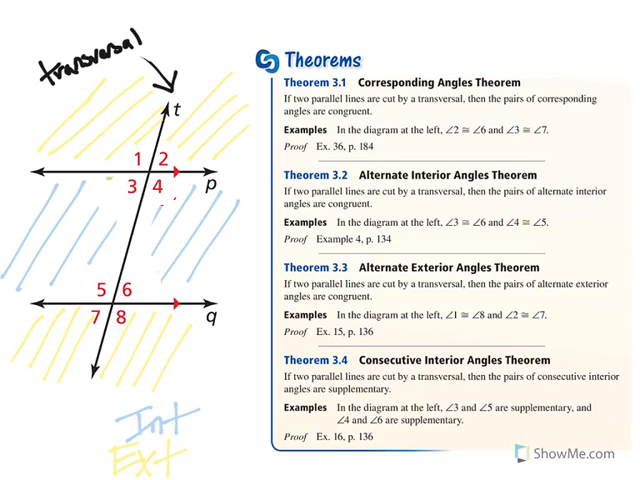So if I'm looking at number 1, I'm going to go from 1 across my transversal to the other exterior of 8. So 1 and 8 would be my alternate exterior angles. And then I can do 2. I go across all the way down to this other exterior of 7. And so those would also be congruent.